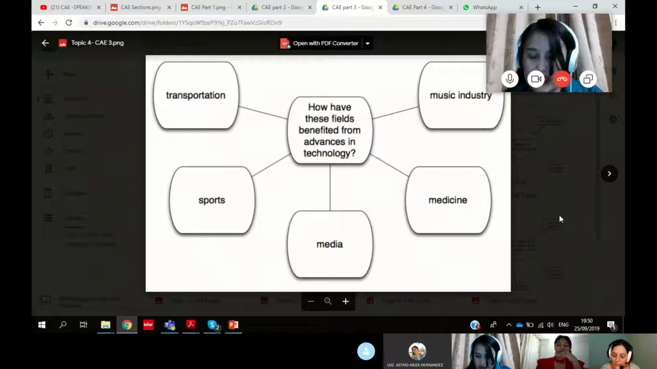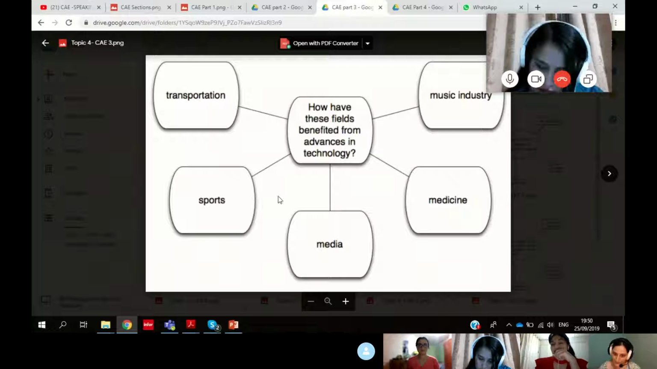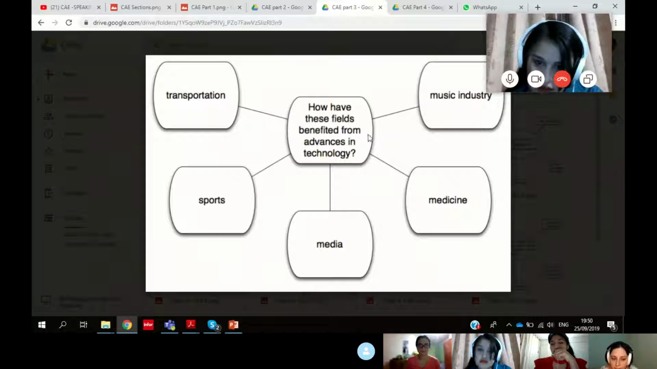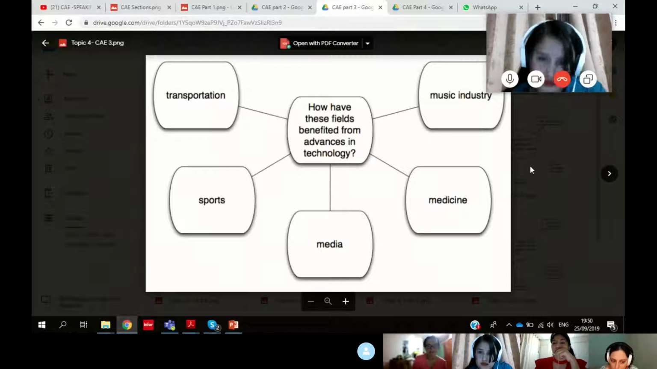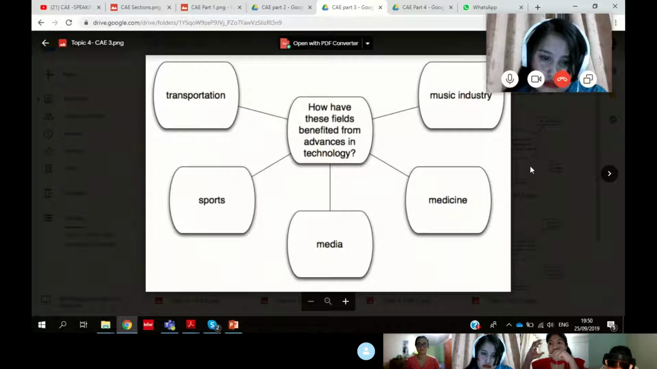Time's over. Perfect, ladies. Remember, the question is how have these fields benefited from advances in technology? It's really important to be focused on the questions to answer the question. Well done. It's really important to remember what the objective is, I mean, the reason for this question.